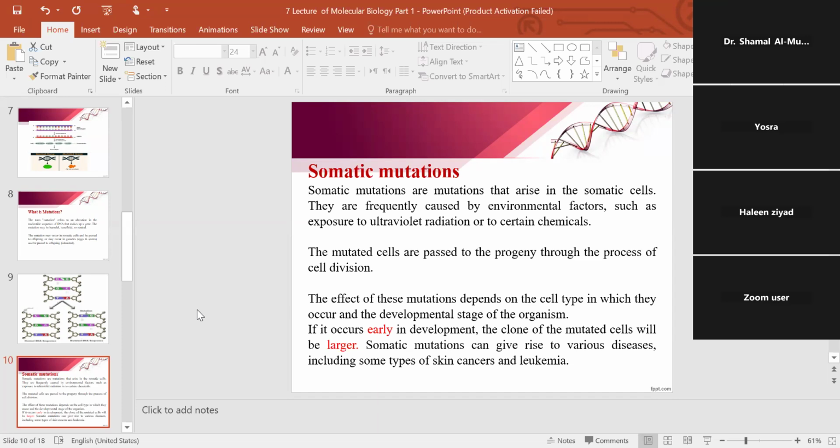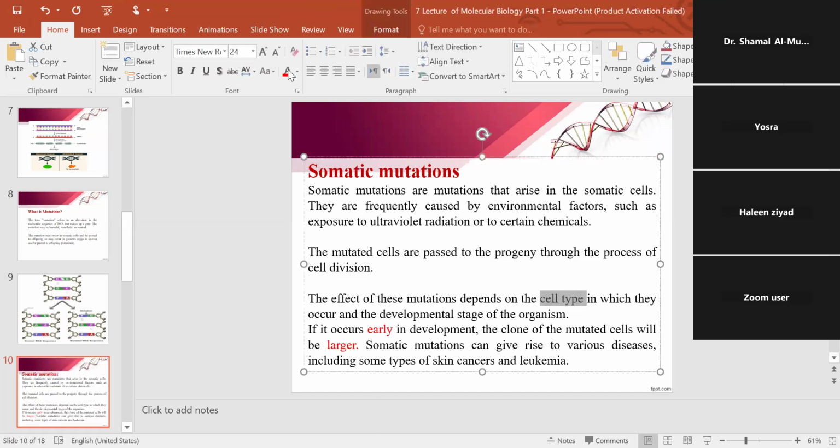The mutant cells are passed to the progeny, meaning offspring or a new generation, through the process of cell division, so that if this has happened for the parent, it will be passed to the offspring during cell division. The effect of these mutations depends on the cell type. So here, an important thing: cell type.